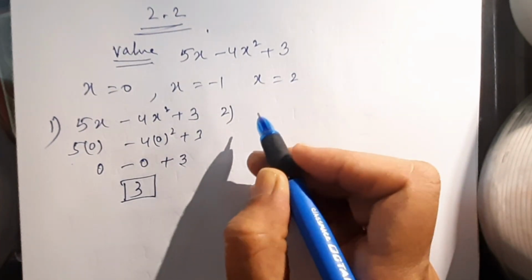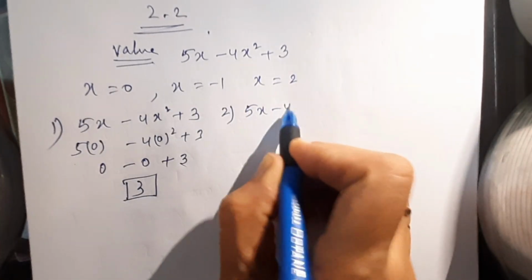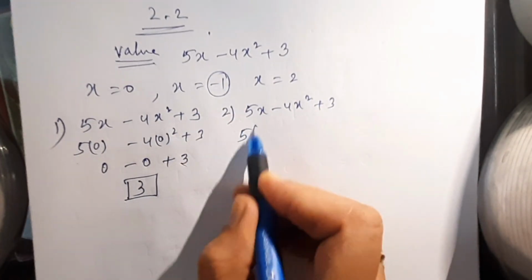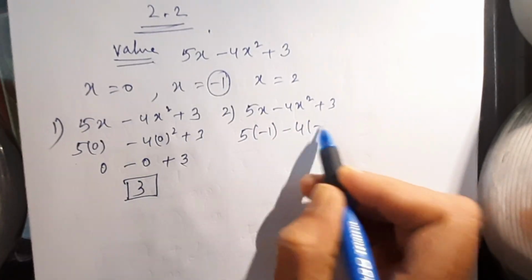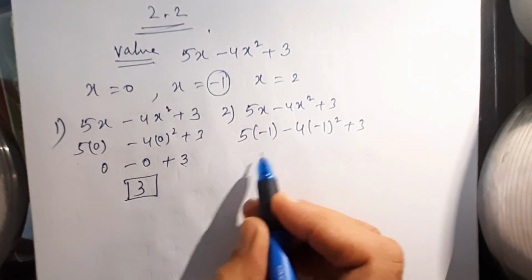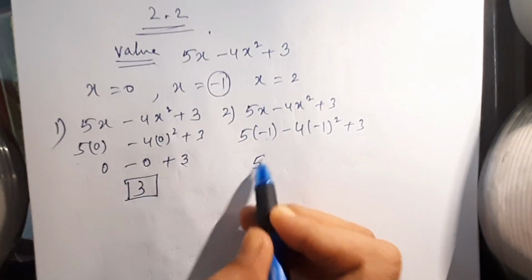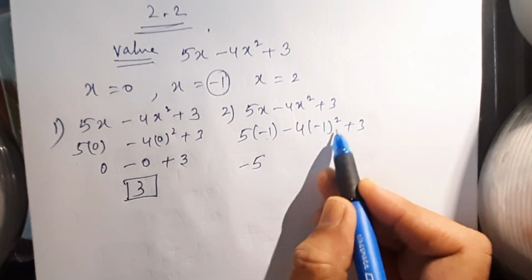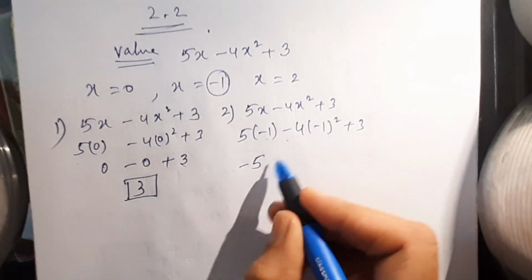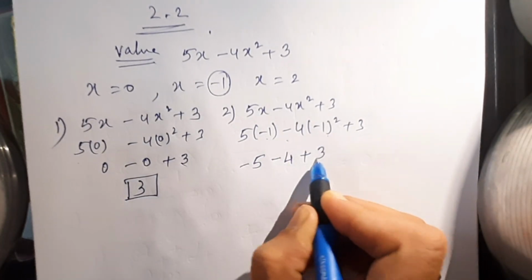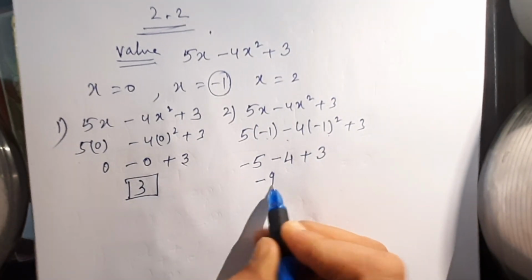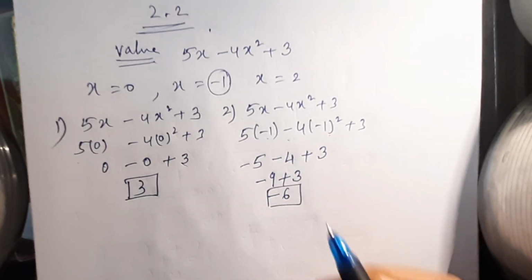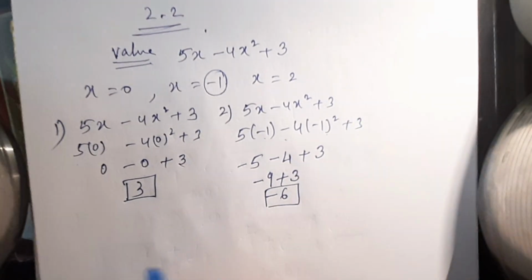Now the second one, where we need to replace x with minus 1. If we are replacing x with minus 1, what will be the value of the polynomial? That we need to find out. So plus minus minus, thus it is minus 5. If we make the square of minus 1, this will be plus 1. 1 multiplied by minus 4 plus 3. Now it is minus 9 plus 3. Minus 9 plus 3 is minus 6. So the value of the polynomial is minus 6.